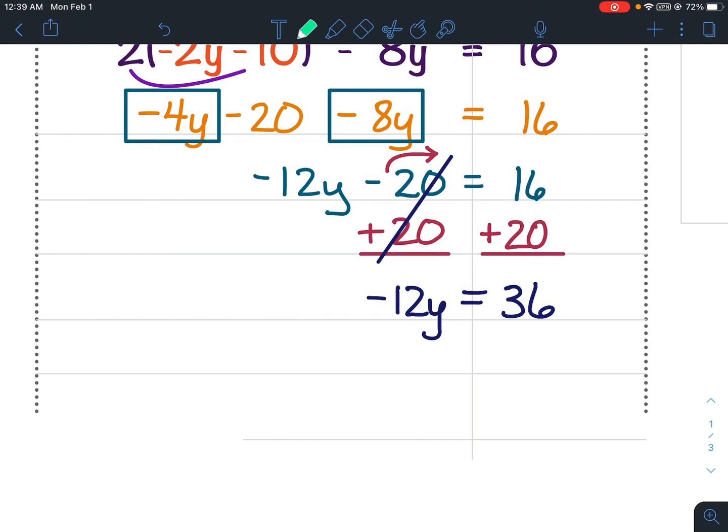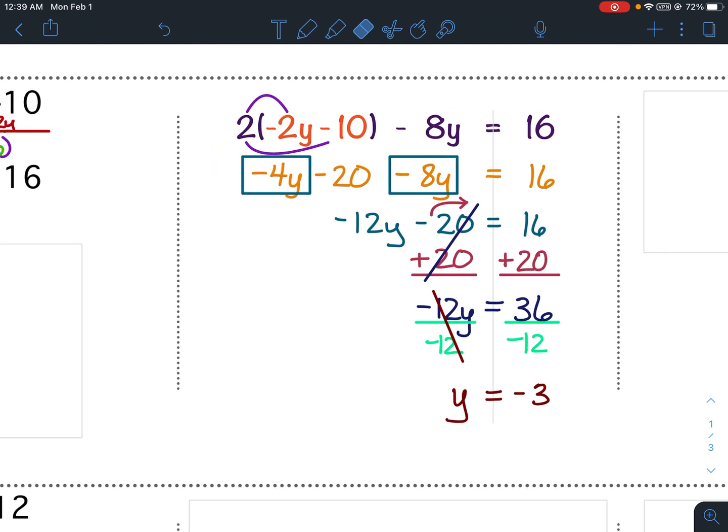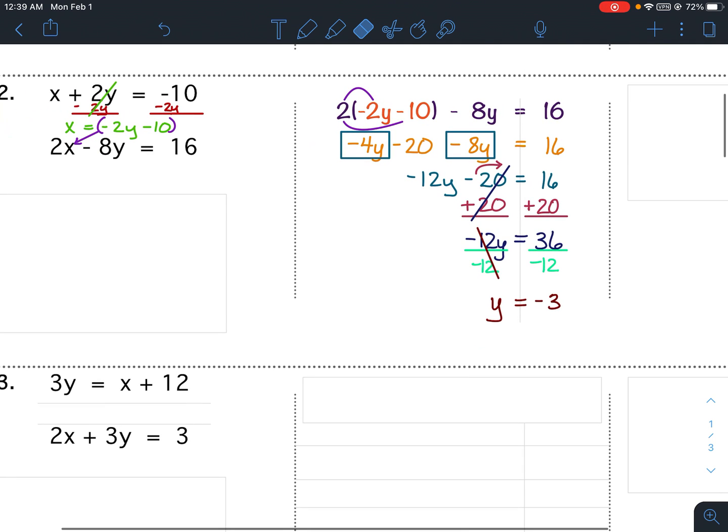Last step is to isolate the variable, so I'm going to divide both sides by negative 12. These would cancel. Bring down the y equals, and 36 divided by negative 12 would be negative 3. Now, we're not done yet. Because we got a variable equals a number, that means this is a one solution problem. So we need to take that negative 3 and plug it into this equation right here.